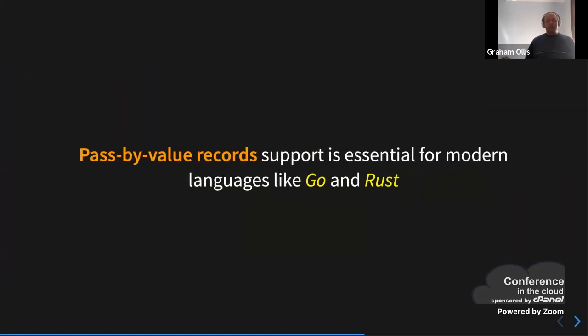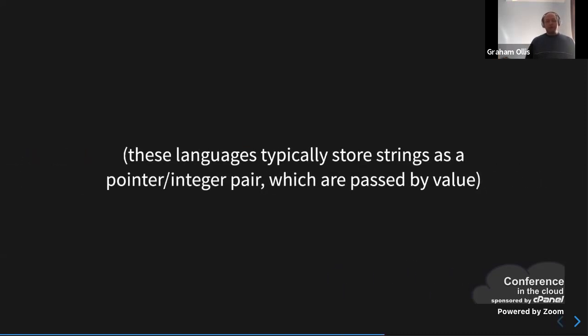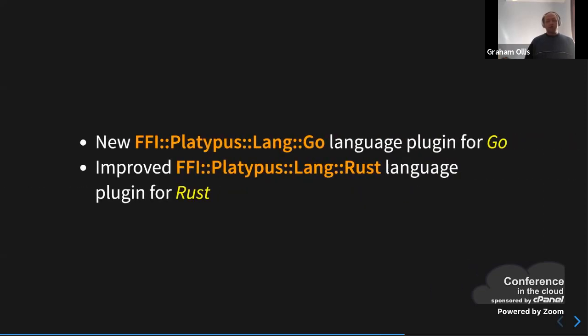Pass by value records are essential for calling modern programming languages like Go and Rust, since these languages typically store strings as pointer-integer pairs, which are passed by value. As a result, Go and Rust are easier to call with new and improved language plugins.